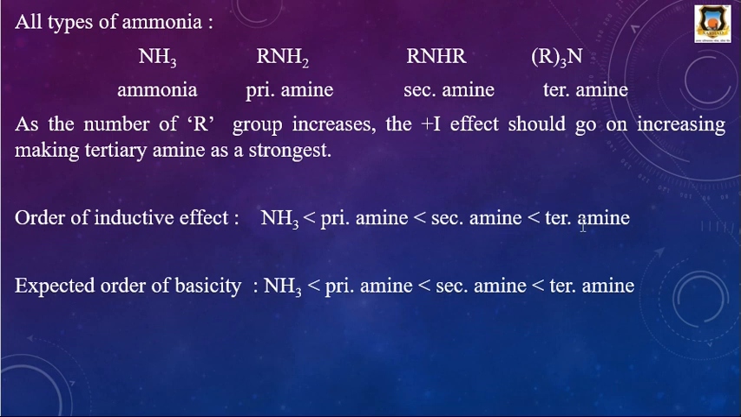inductive effect in tertiary amine is greater, because there are three alkyl groups which increase the electron density around nitrogen, or there are three electron donating groups. Then in secondary amine there are only two groups which show plus I effect, that is electron donating inductive effect. In primary amine there is only one alkyl group which increases the electron density around nitrogen. Therefore, the expected order of basicity among ammonia and primary, secondary, tertiary amines is that tertiary amine is a stronger base than secondary amine, than primary amine and ammonia.